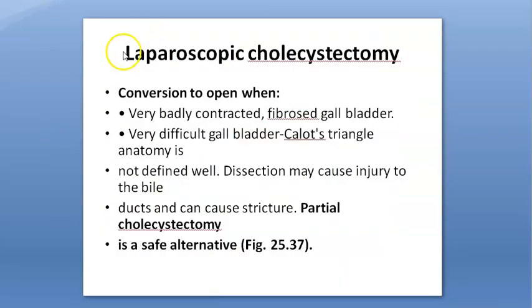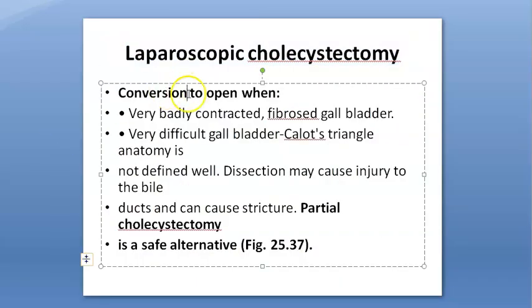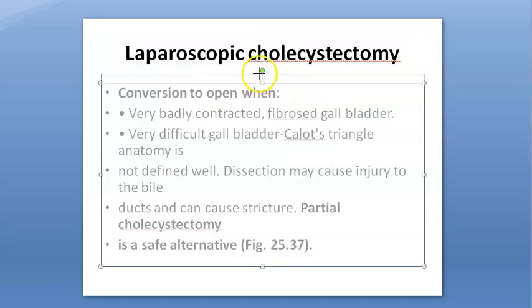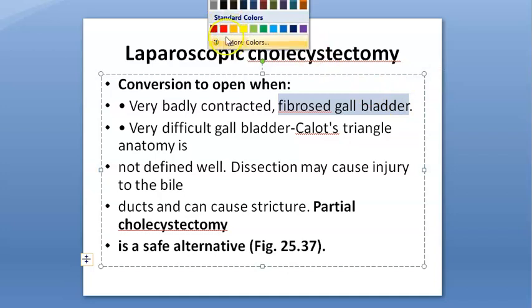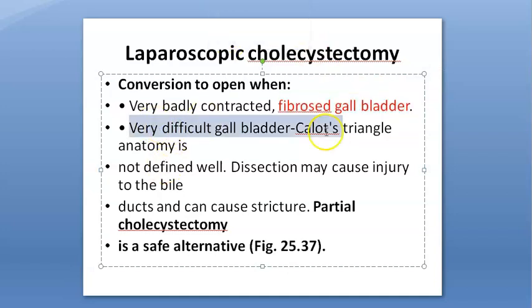Now let's move on, guys. When will you convert this into an open procedure? Your intention was just to do it laparoscopically, but you may have to open it up. When? If it is very badly contracted, if it's a fibrosed gallbladder, or if the anatomy of Calot's triangle is very, very difficult.